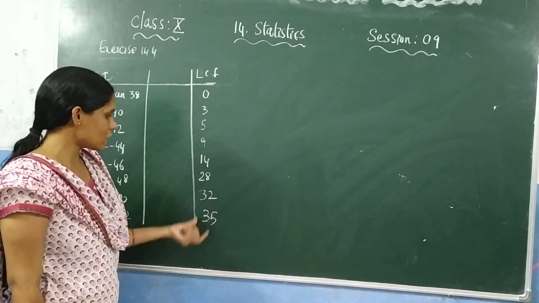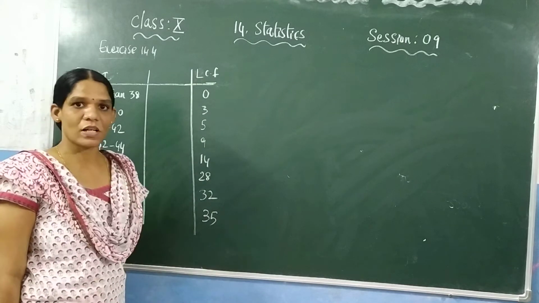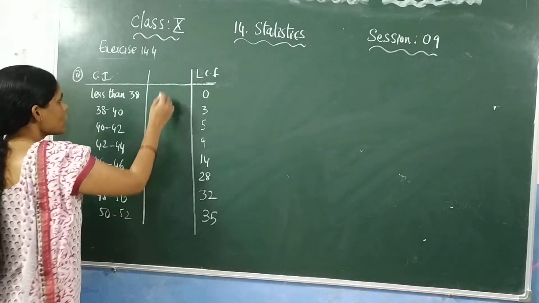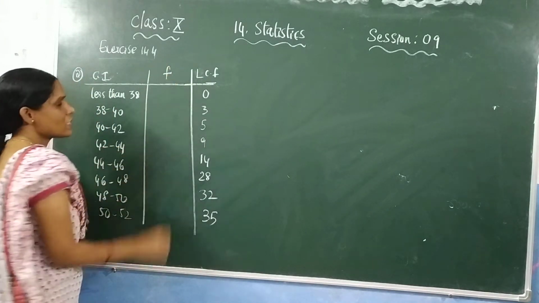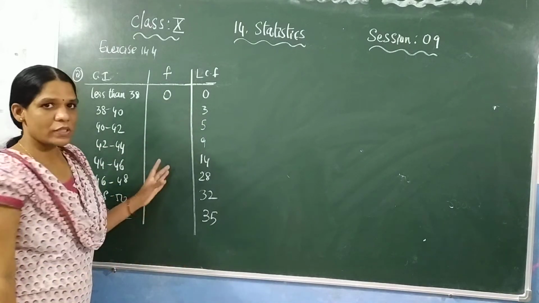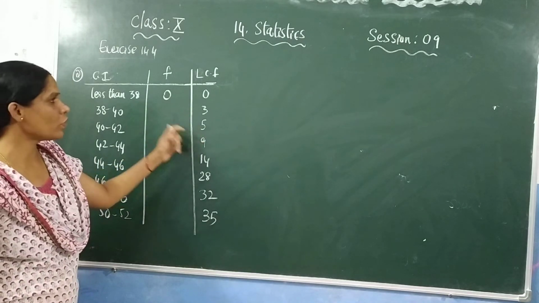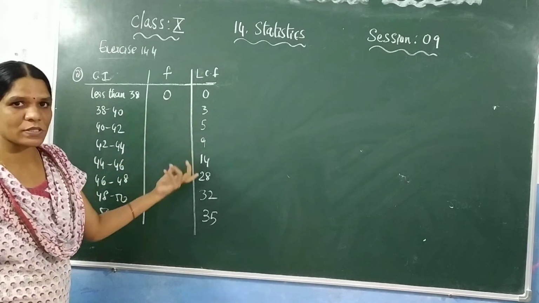Here you can observe that since the values are increasing, the less than cumulative frequency values are given. Now based on this you need to find the frequency values. So write 0. For cumulative frequency values we have added, so if you want to find the frequency you need to subtract, right?